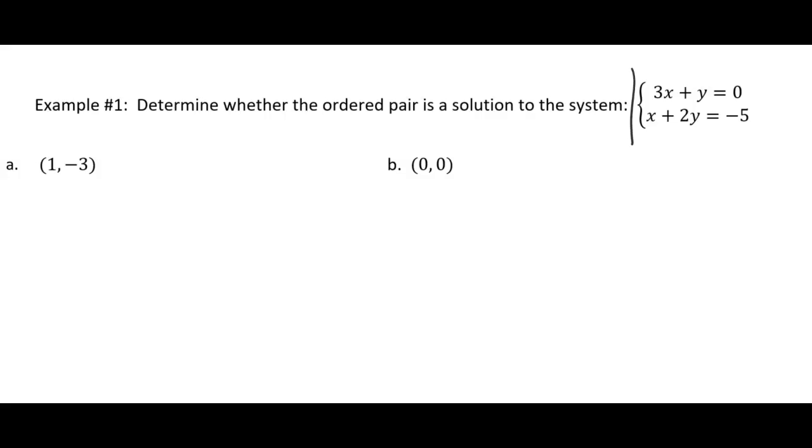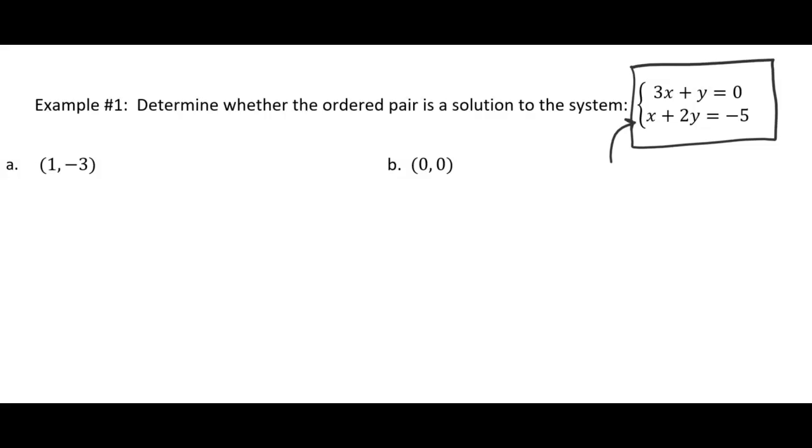So in example 1 here, they give us a system of equations. Here's the system of equations right here. This brace is just so that you know that they're talking about those two equations together. That's the system. In order for it to be a system of equations, you have to have two or more equations. And this one has two equations, okay? And it says determine whether the ordered pair is a solution to the system.